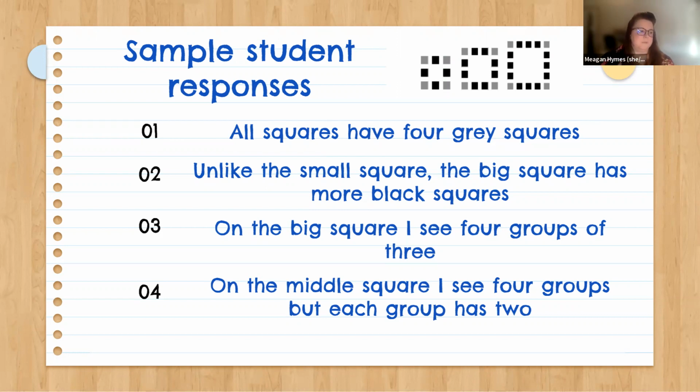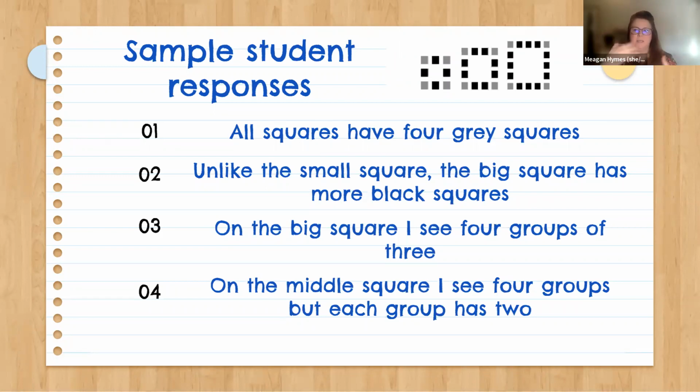And like, all the squares have 4 gray squares. Great, right? It's again, thinking in groups, right? And then pointing out to them, so it's using that language like, oh yes, right? Oh, all of them have 4 gray squares. Great, so each of them has a group of 4.